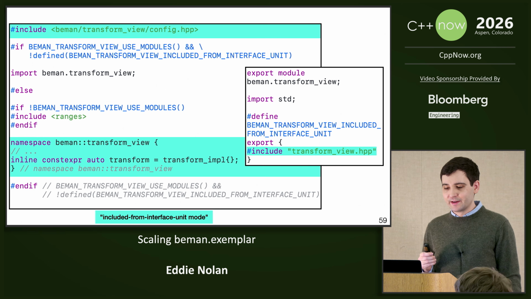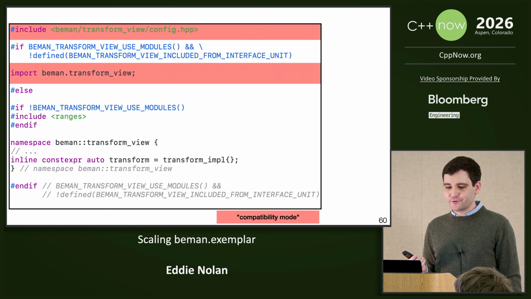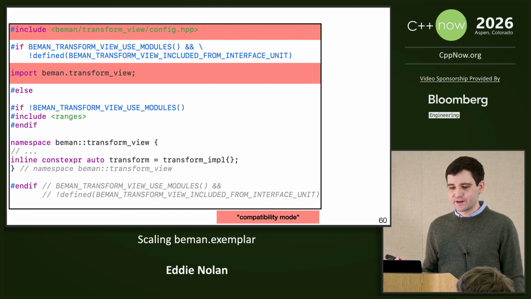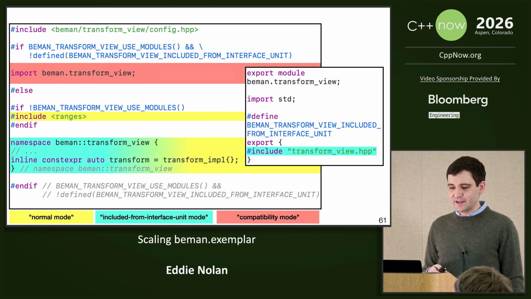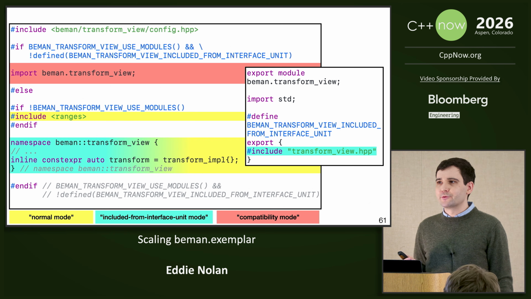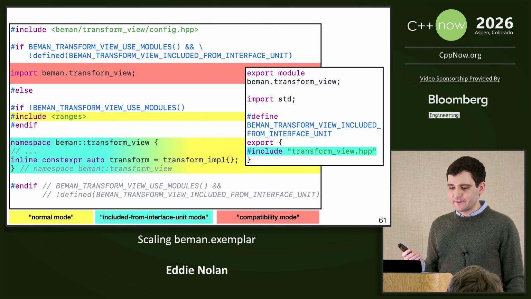And then finally, if you're consuming the module, you'll have transform view use module set, but you won't have included from interface unit set. So that will just turn the include of transform view HPP for that consumer into the appropriate import statement. And so this is it all put together. And so this approach is fairly convenient.